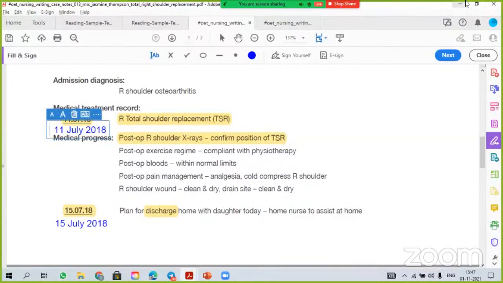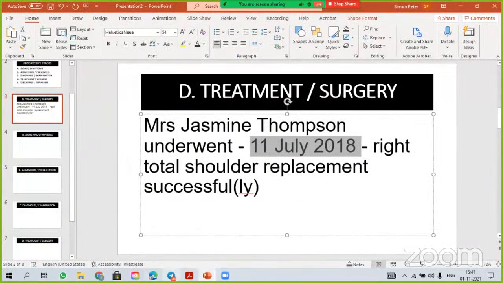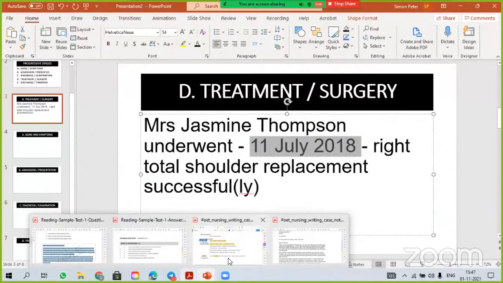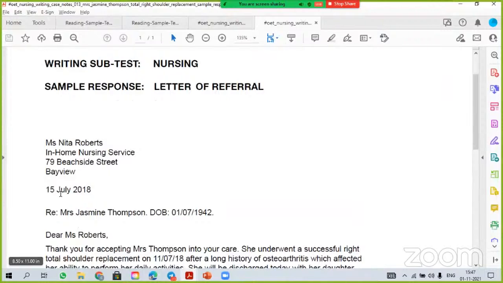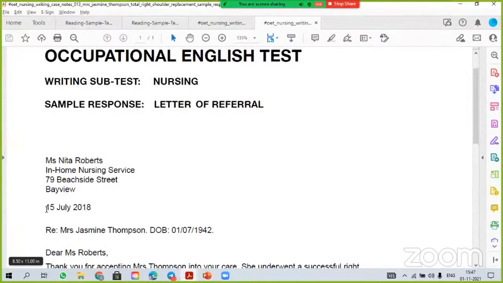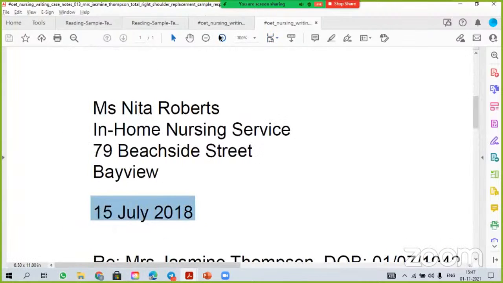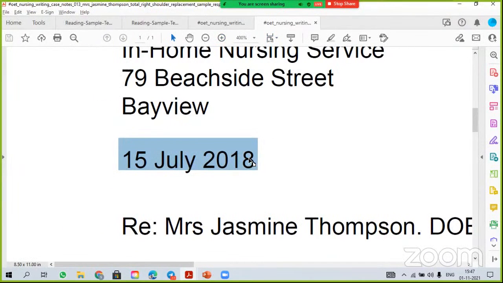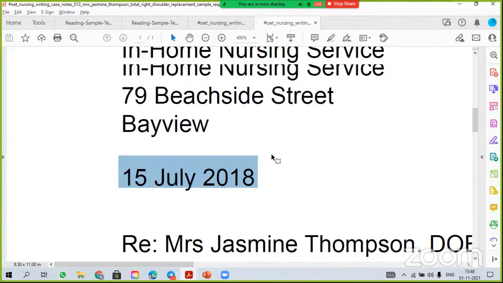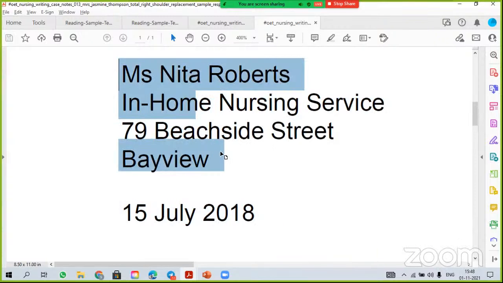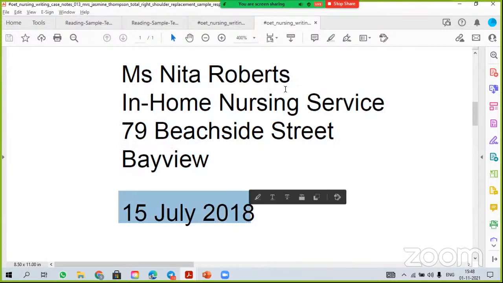See, in all the OET letters, it will be the same. I am going to show you the OET sample letters. In the OET sample letters, you can see the date 15 July. See here. 15 July 2018, write like that only. And always the address will come first and the date will come next. Write the address first and then the date. Don't write the date first and then the address.